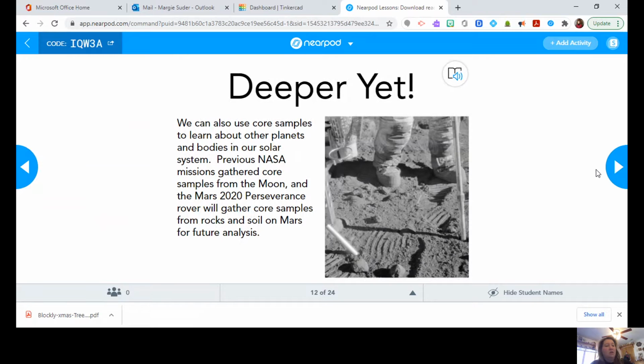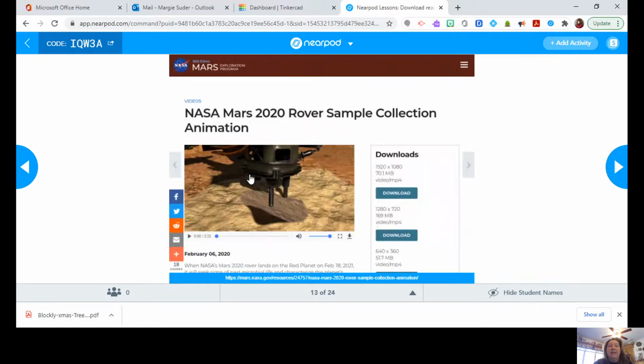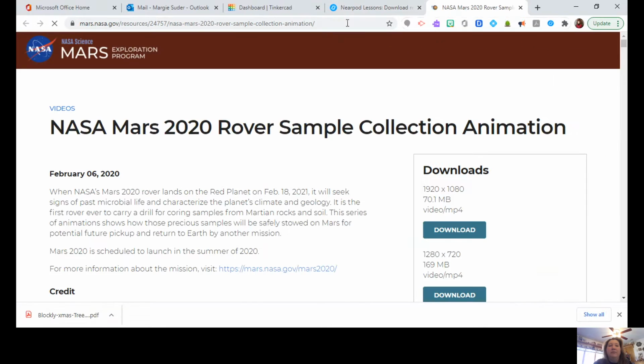Now, we also use rock core samples not just on Earth, but also on other planets. Right now, up on Mars, NASA has launched a rover. It's called the Mars 2020 Perseverance rover. And the job of this rover is to also collect core samples and rock samples from Mars so we can analyze them and tell the history of Mars and what kind of minerals are on the surface of Mars. So here's a video I want you to see.